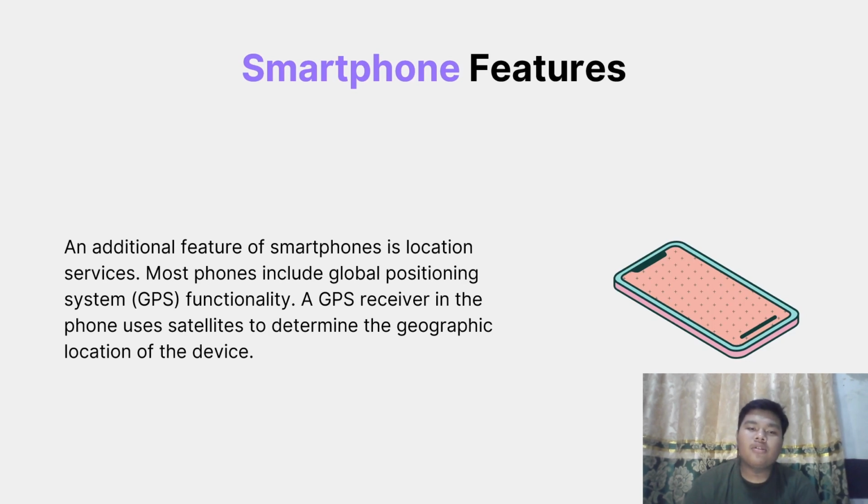Smartphone feature. An additional feature of smartphone is location service. Most phones include global positioning system (GPS) functionality. A GPS receiver in the phone uses satellites to determine the geographic location of the device.